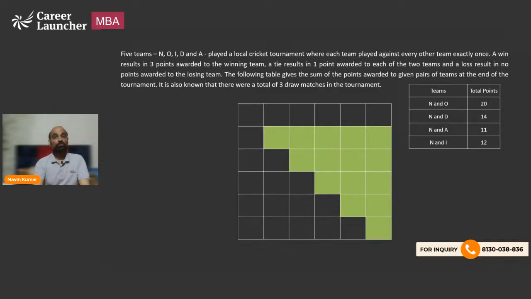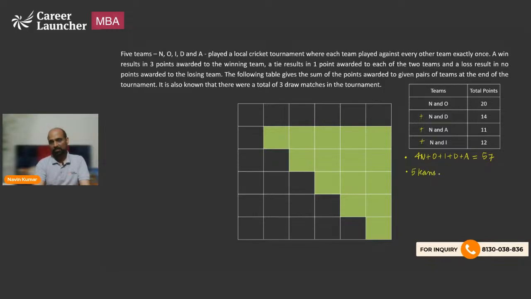First of all, figure out how many points each one has. If I add all of these teams, can we say this is going to be 4N plus O plus I plus D plus A? This is equal to 20, 30, 40, 50, 57, right?